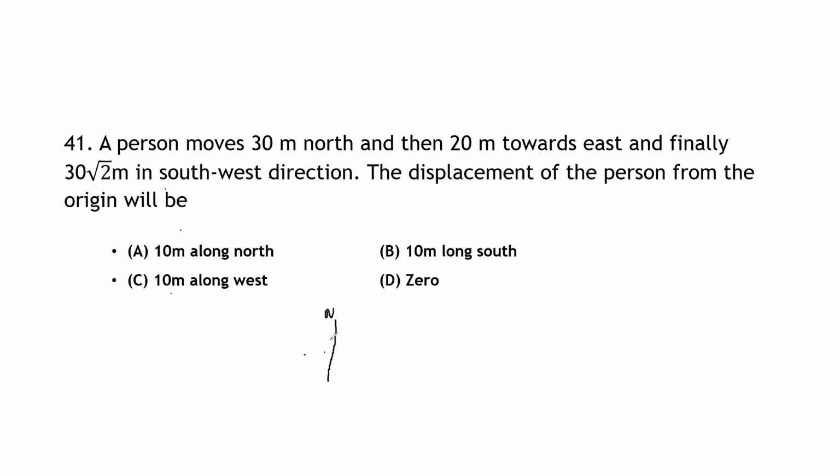This is north. So here 30 meter north we can take. Then next, towards east, it is 20 meter. And finally 30 root 2 meter in southwest direction. So this will be southwest direction, and here it is 30 root 2.